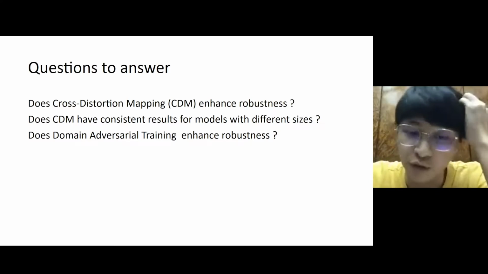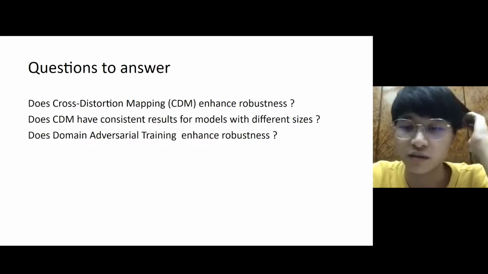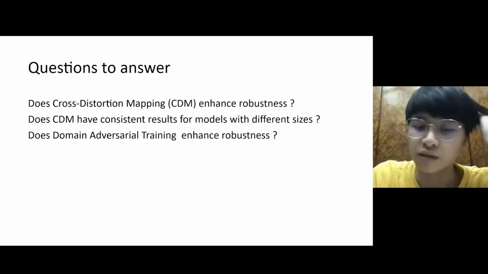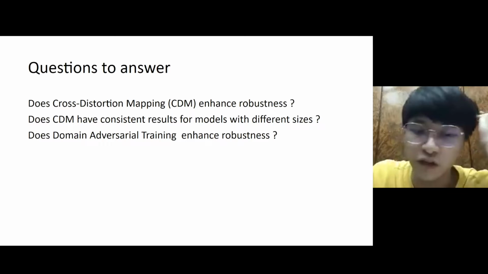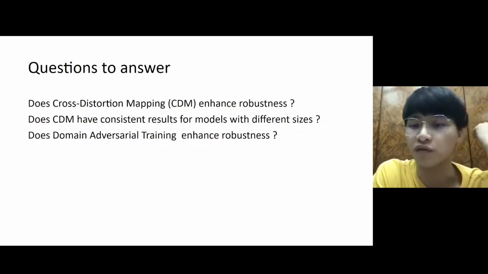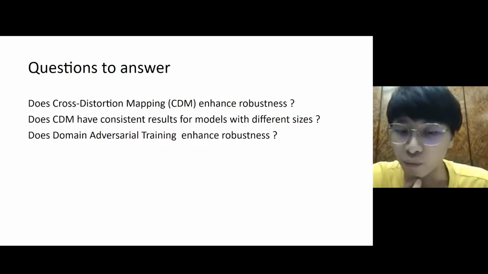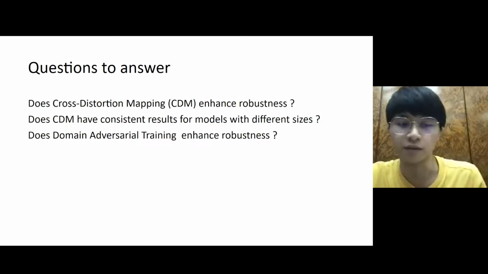Next page. And from the results, we will try to answer these three questions. The first question is whether applying cross-distortion mapping during knowledge distillation enhances the robustness of self-supervised learning models, and whether the results are consistent with models of different sizes. And finally, we will also talk about whether domain adversarial training further improves the performance of downstream tasks or not. Next page.